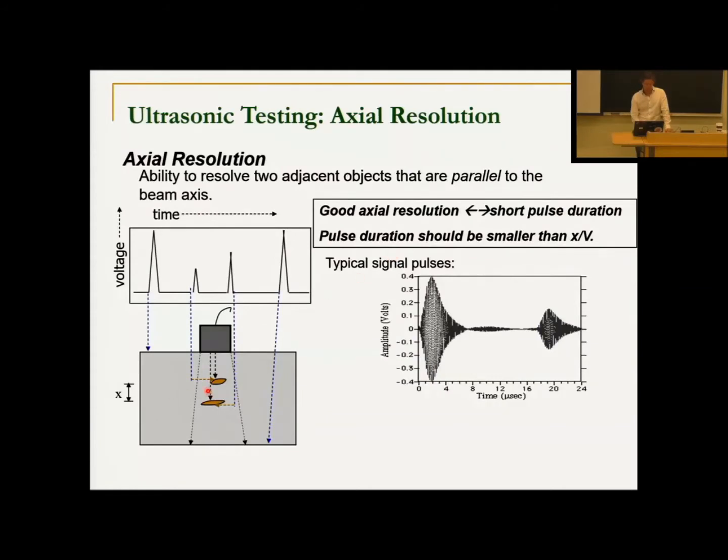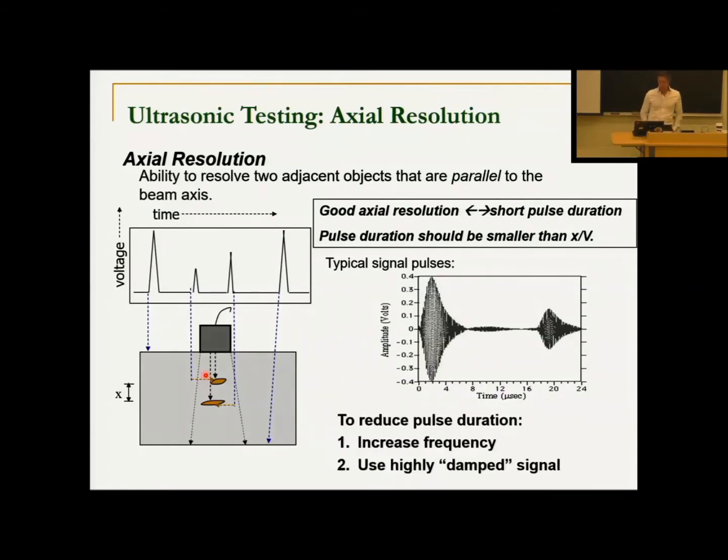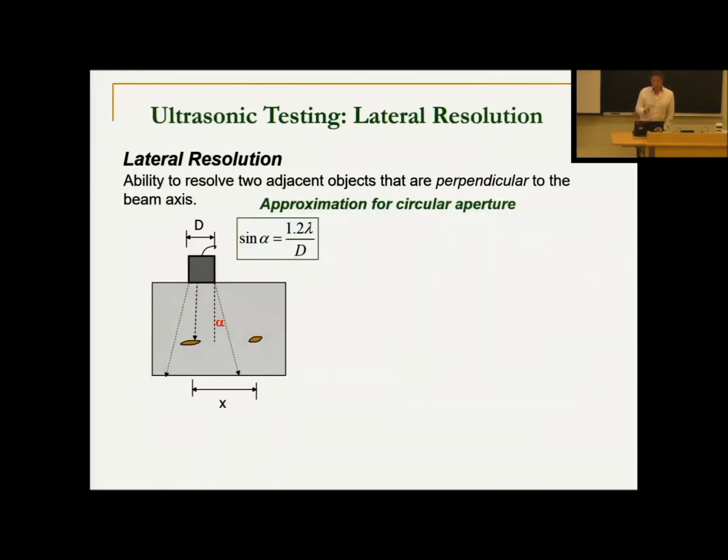How short? Well, the pulse duration should be shorter than the time it takes to travel between these two defects and come back, right? It should stop talking in that time. So in order to do that, the usual rule of thumb is let's increase the frequency, we have smaller wavelength, and we make sure that this transducer, the speaker, talks for a very short time. That's called a damped signal. We also need to be able to distinguish between two side-by-side reflectors. Can I tell that these are two different reflectors, or it looks like one big reflector? So this is defects that are spaced perpendicular to the beam.